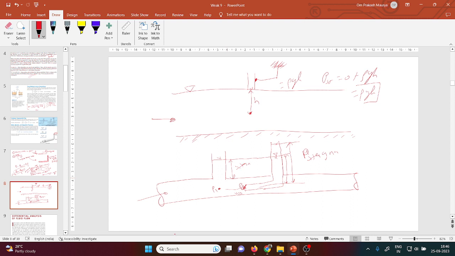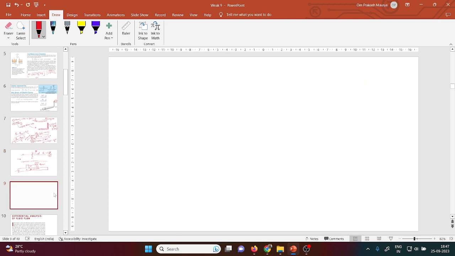But after the pitot static tube, what is happening? After the pitot static tube, let's say I want to draw again.